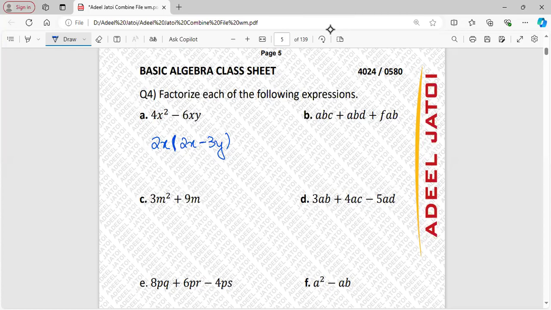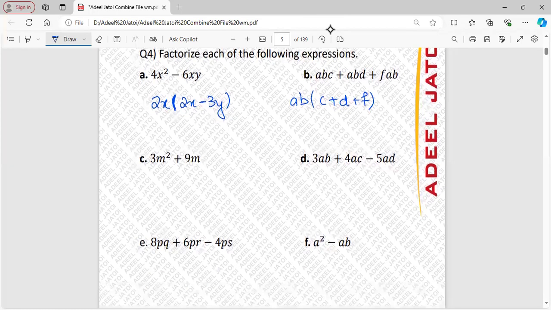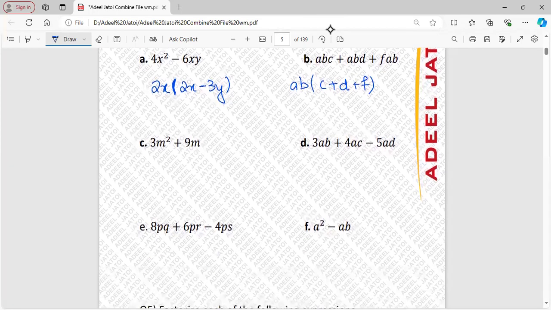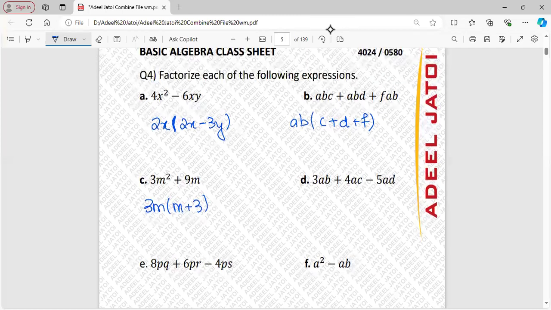Now, say an algebraic question comes, ABC, ABD, FAB. So can we take AB as common? So what are we left with? C plus D plus F. Then we have 3m square plus 9m. So we can see 3m is common. So m plus 3 will be written down, right?